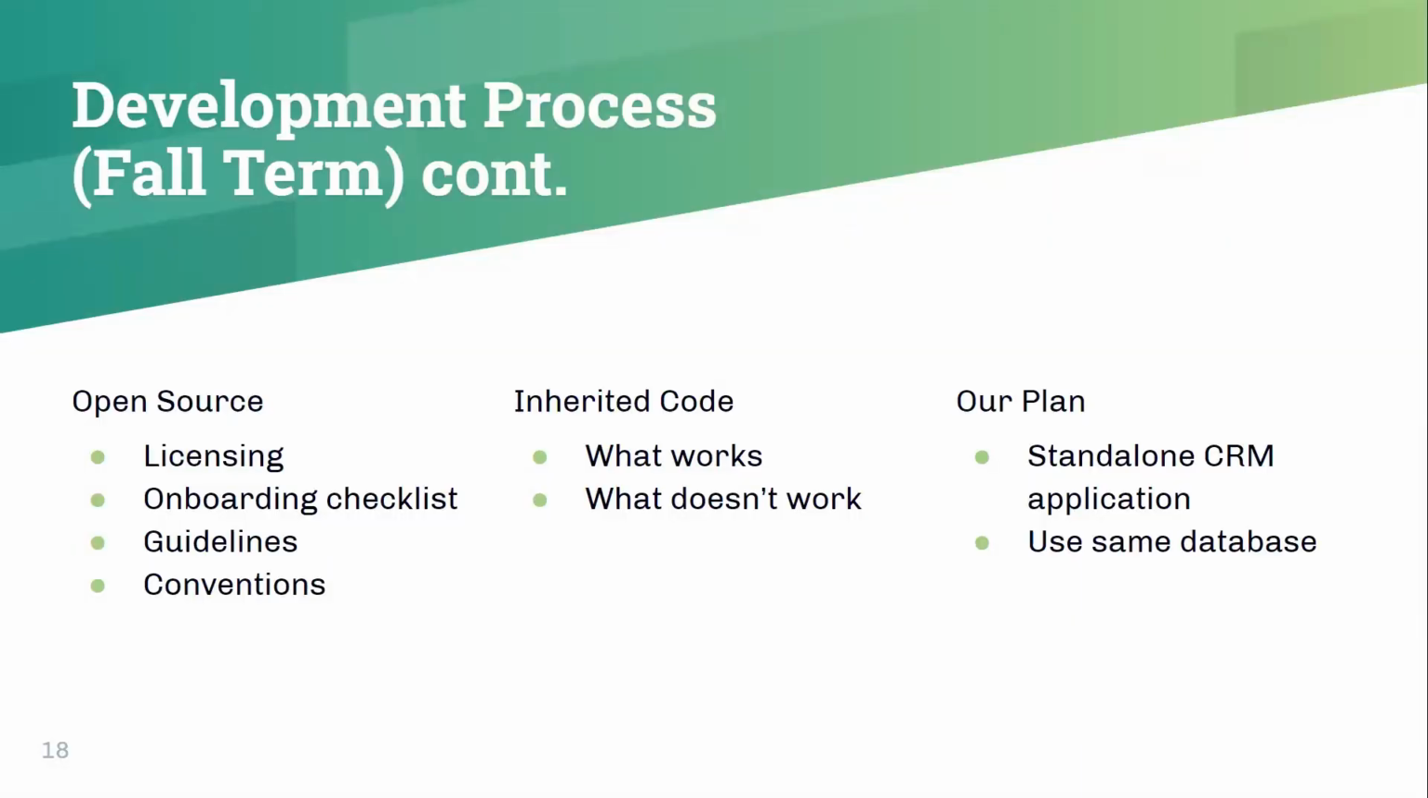For open source, things that we had to do were figure out the licensing, both relicensing the previous team's project and then creating a license for our own, creating an onboarding checklist for future contributors, as well as documentation for contributing guidelines and conventions. We also had to browse through the previous team's code to find out what works and what doesn't work. And then we also created a plan to create a standalone CRM application that uses the same database as the previous team, as shown in the previous slides.